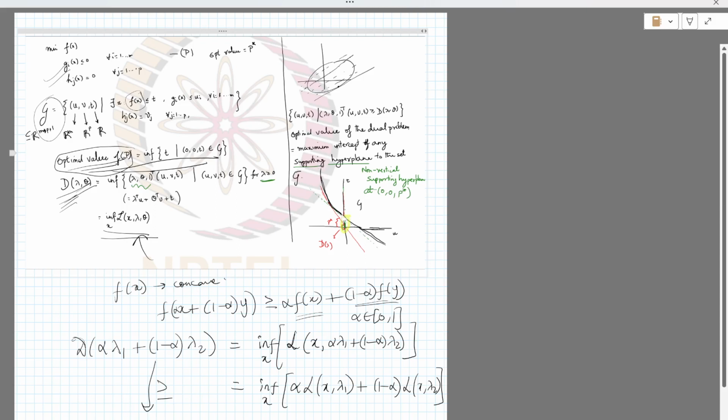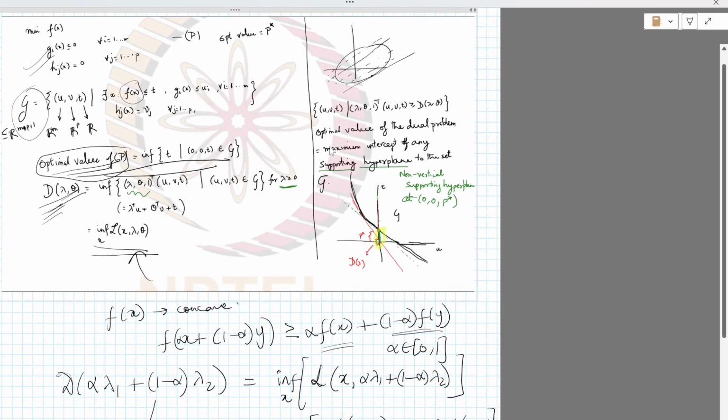I think you are asking about this part also, right? Here what is being said is this G set lives in U, V, and T. It will be some set in the U, V, T space. I think here only U and T is drawn. We have taken the other out. That is simple.